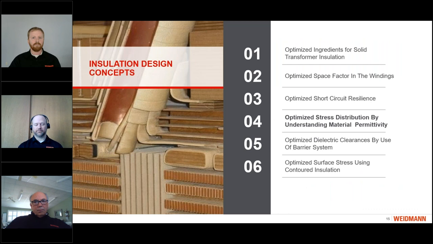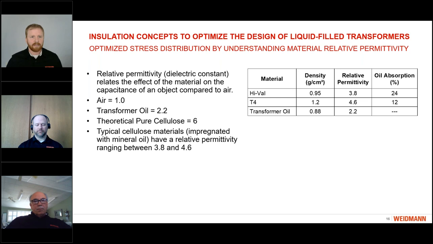So the next thing we're going to look at is the optimized stress distribution by understanding material permittivity. And here, first we look at relative permittivity, otherwise known as dielectric constant, which relates the effect of the material on the capacitance of an object compared to air. So when we talk about relative permittivity, it is all relative to air, which is 1. Transformer oil is around 2.2, while theoretically pure cellulose is 6. We say theoretically because the dielectric constant of a pure cellulose material actually cannot be measured. It will always have some sort of air encased in the material that will be measured as well.